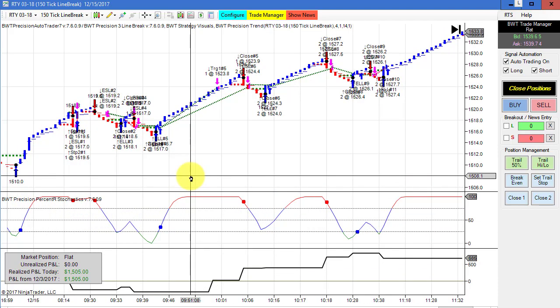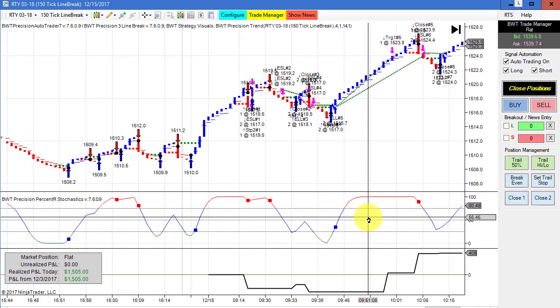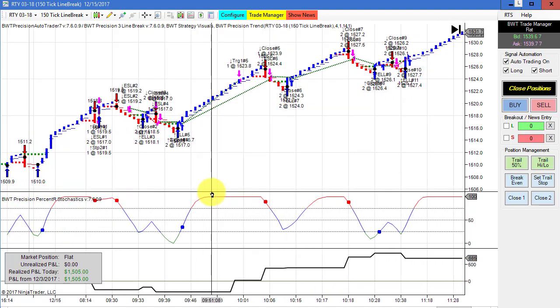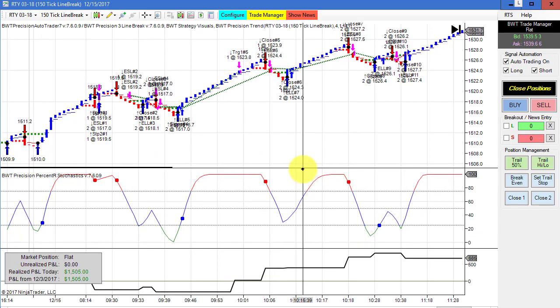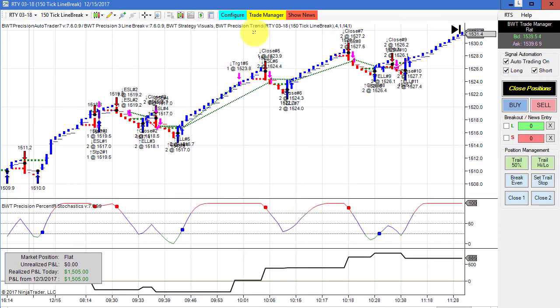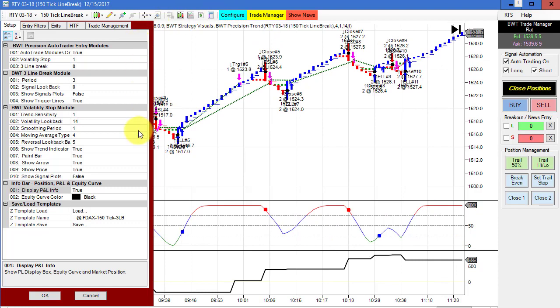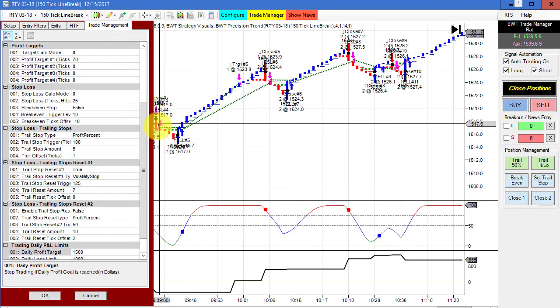And the Russell here did pretty good. It was fairly active, and we had a drawdown here of about $300. And I literally have no money management on this. I'm just letting it trade. Well, actually, I take that back.